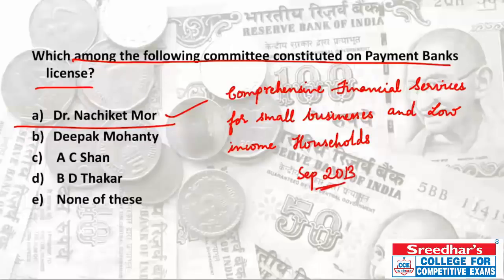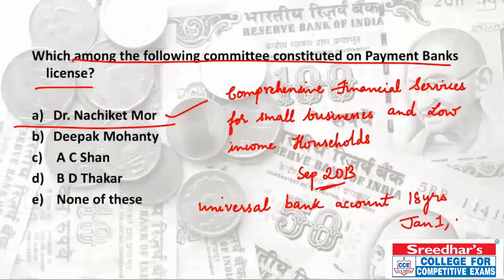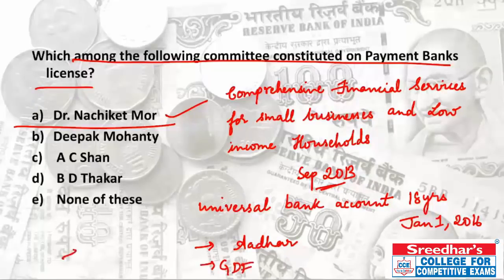It recommended providing a universal bank account to all Indians above the age of 18 years by January 1st, 2016. To achieve this, a differentiated banking system, that is payments banks for deposits and wholesale banks for credit outreach, is to be set up. Also, Aadhaar will be the prime driver for rapid expansion in the number of bank accounts. Also, monitoring district level deposits and advances as a percentage of gross domestic product. Also, the priority sector lending target was adjusted to 50%.